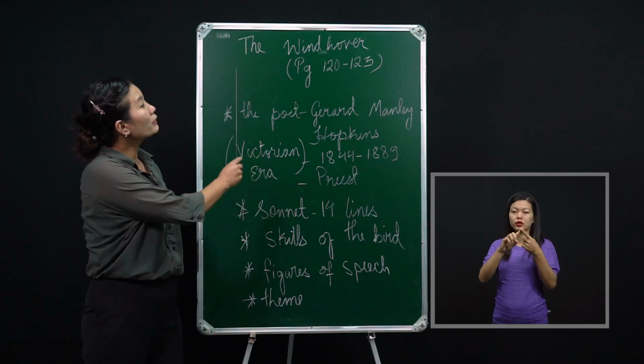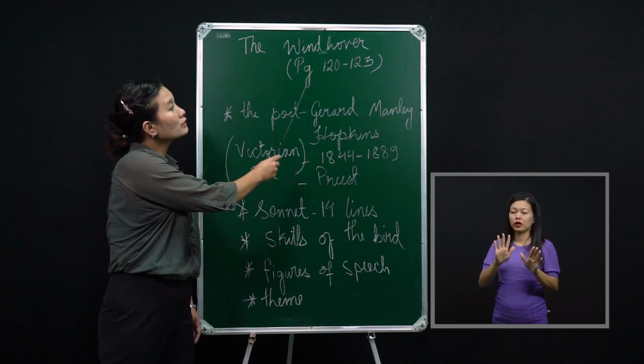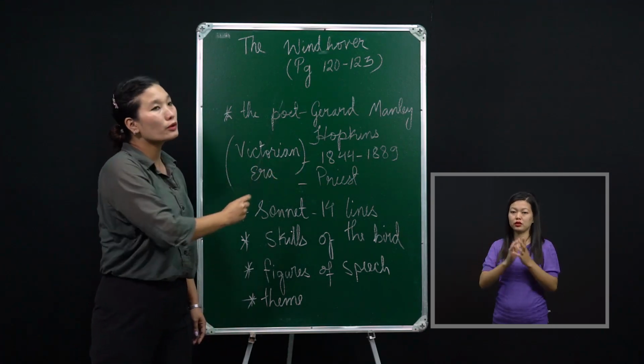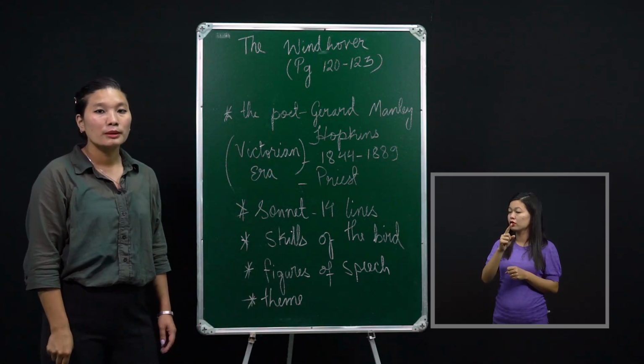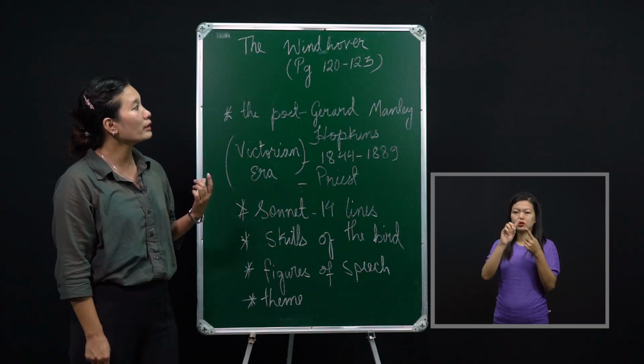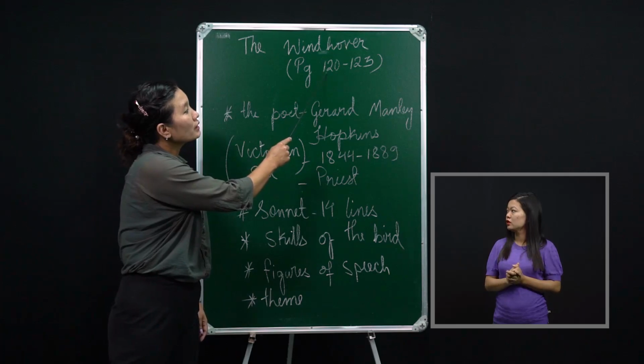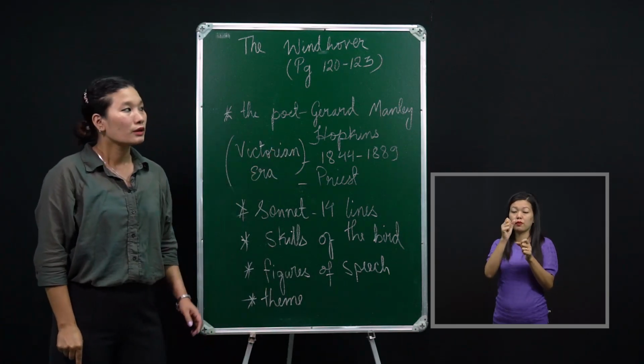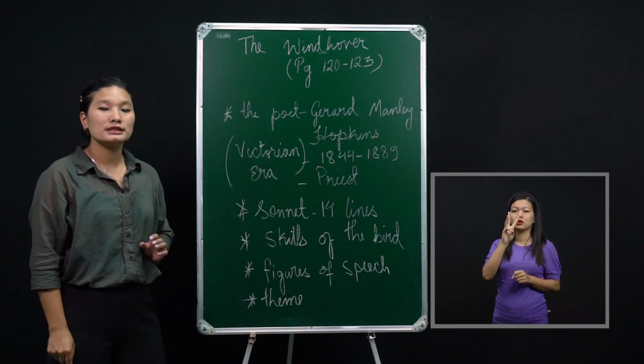You will find The Wind Hover on page number 120 to 123. The poem itself is a short poem, but anything related to the poem will be found between page number 120 to 123. Okay, The Wind Hover is a sonnet.